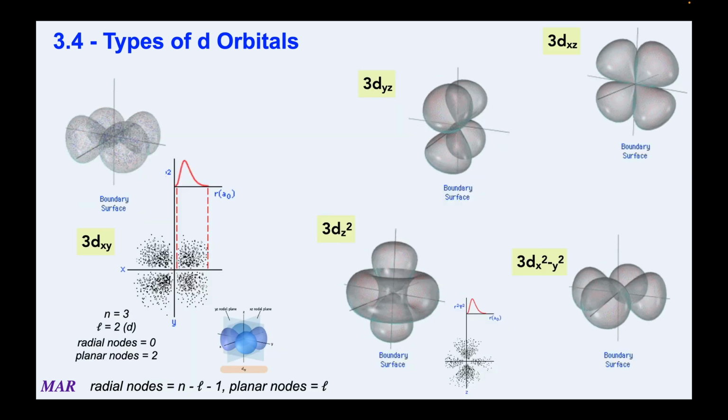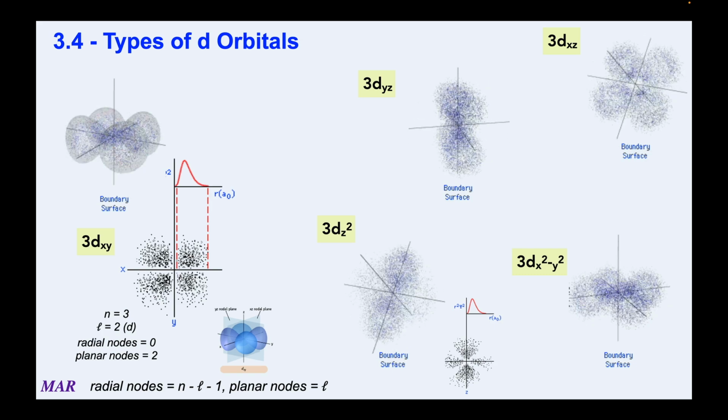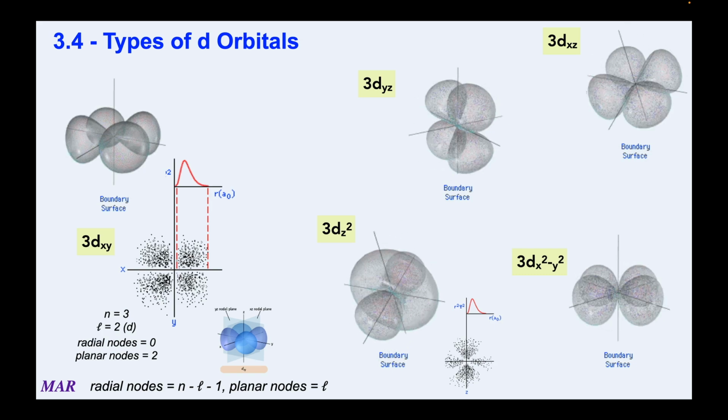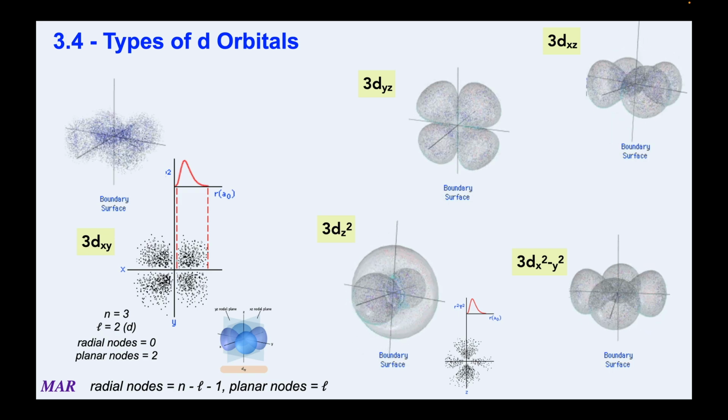The Ds are pretty cool looking. Ds we're going to see are the domain of transition metals, which are one of my favorite. And you can figure out radial and spherical and all that kind of stuff. Now, most of the Ds look like 2 figure 8s together.